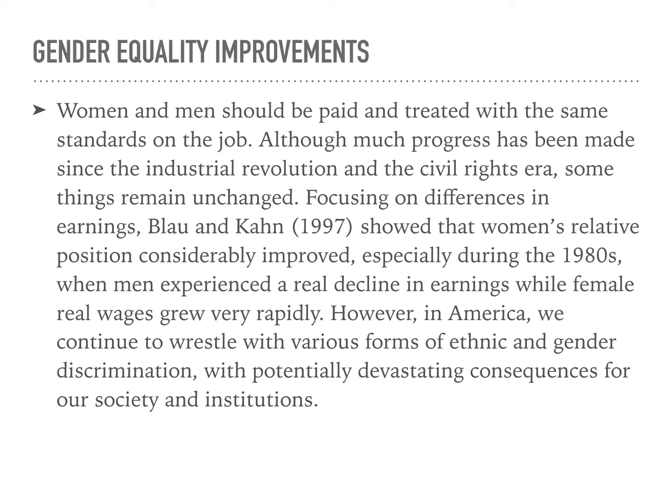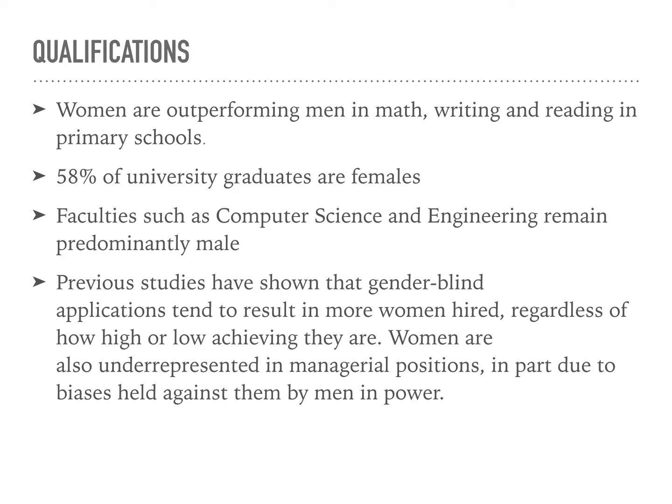Not to mention, they love to say that it's based on qualifications when it comes to getting accepted for a job or a position. However, when we look at the qualification rate, women are outperforming men in math, writing, and reading in primary schools. 58% of university graduates are females. We can say that faculties such as computer science and engineering remain predominantly male. However, previous studies have shown that gender blind applications tend to result in more women hired regardless of how high or low achieving they are. Women are also underrepresented in managerial positions, in part due to bias held against them by men in power.